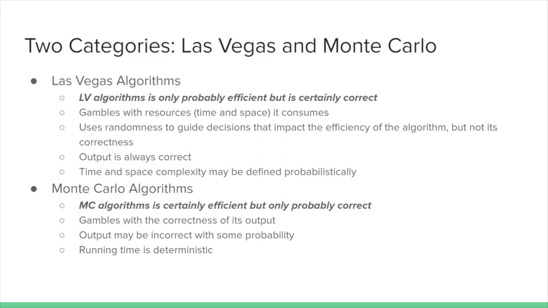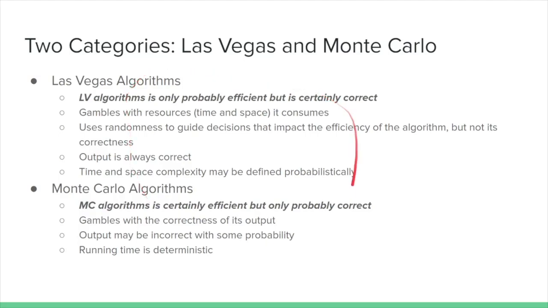And Monte Carlo algorithms are certainly efficient, but only probably correct. So it gambles with the correctness of its output, and its output may be incorrect with some probability. So what this means is that their efficiency, like their time complexity, will be better compared to other algorithms. But in terms of correctness, it might not be the most optimal solution, but I think in most cases, Monte Carlo algorithms will have one of the most optimal solutions. So the running time is deterministic.